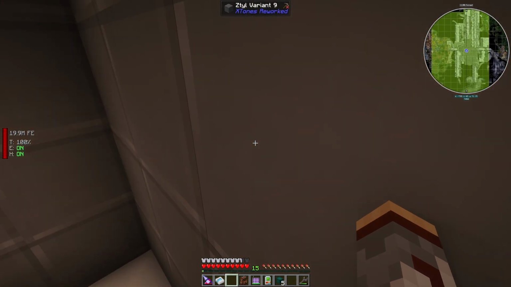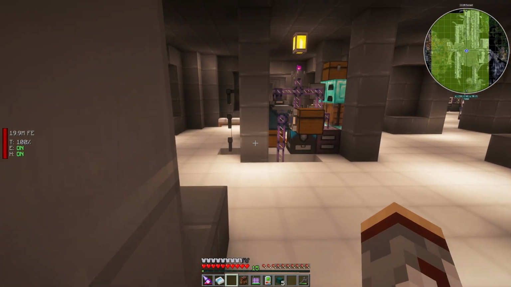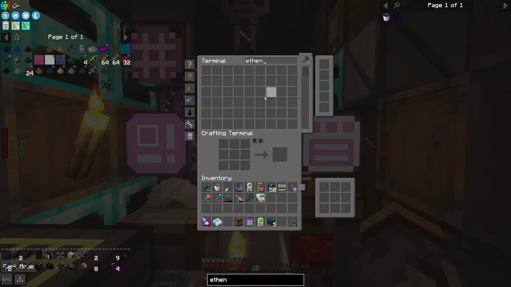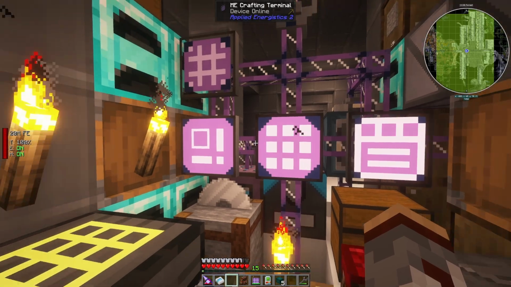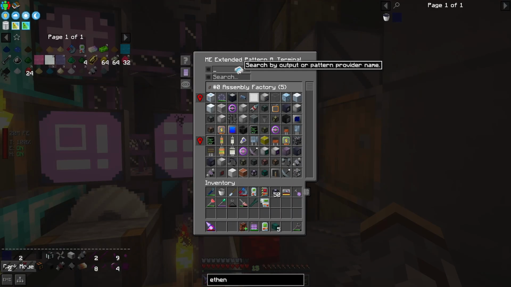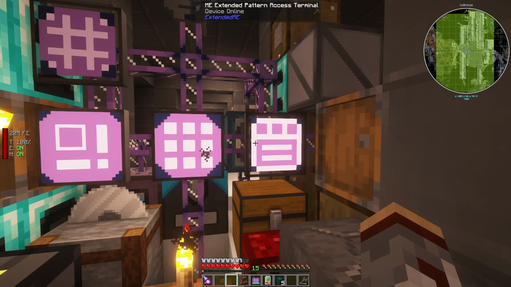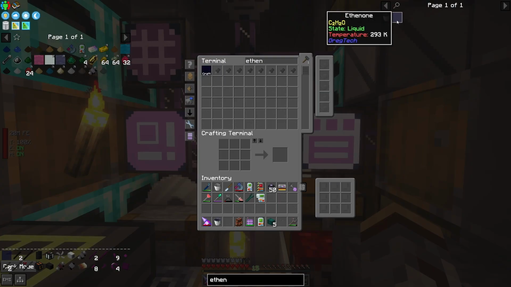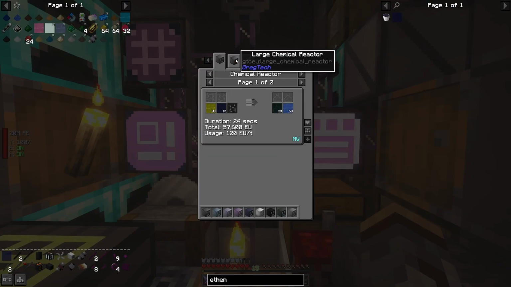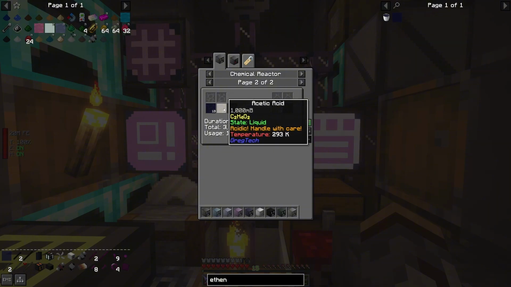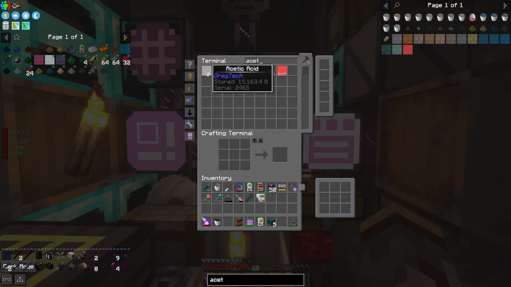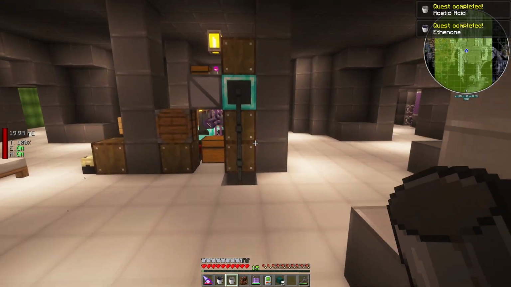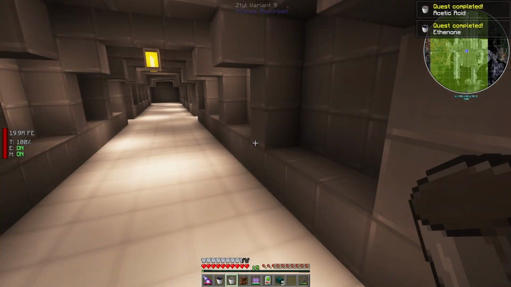All right. So, down. So, ethanone. Oh, I didn't put the thing in there yet. That. And then the ethanone goes with acetic. All right. Oh, yeah, there's that quest done.